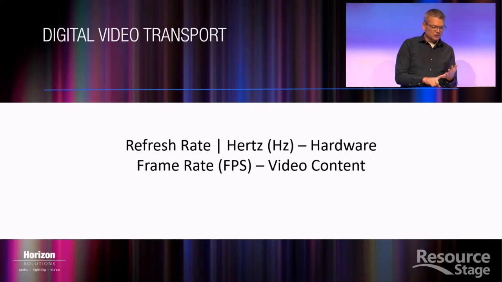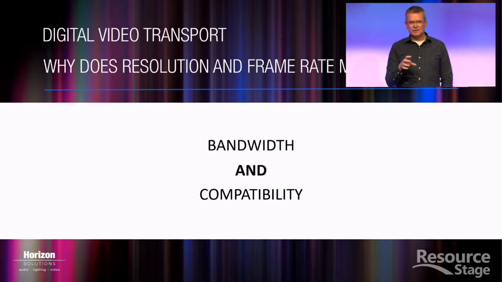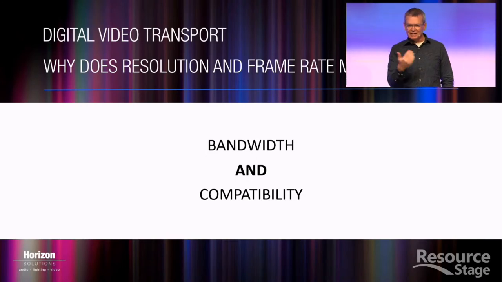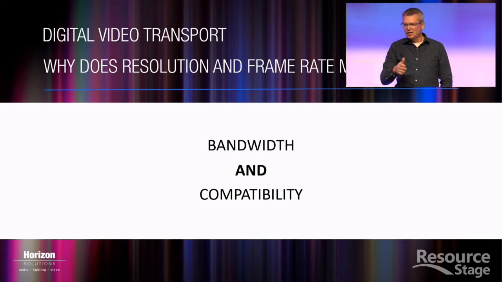So, we talked about resolution, we talked about frame rate, and we talked about refresh rate. Why does it matter? It all comes down to bandwidth and compatibility. On the bandwidth side of things, bandwidth is how much capacity this transport technology has to be able to send that information through. Sometimes companies like to say things like, do you have enough bandwidth to do this job? And basically what they mean is, do you have enough employees and the time to do it? Well, it's the same sort of thing. Does the transport technology you're using to get that signal from here to here support what you're trying to push down the line? Is that making sense? Cool.